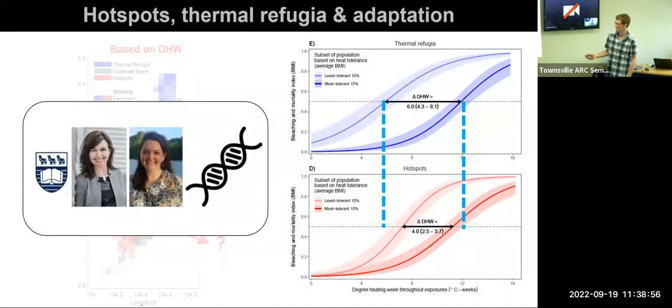There's also a collaboration with Daisy, who's doing a PhD in Julia Barnes' lab in Victoria, and she's got DNA samples from all these colonies to look at host genetics and to look at symbionts. So there's some really interesting stuff to hopefully come out of this soon.